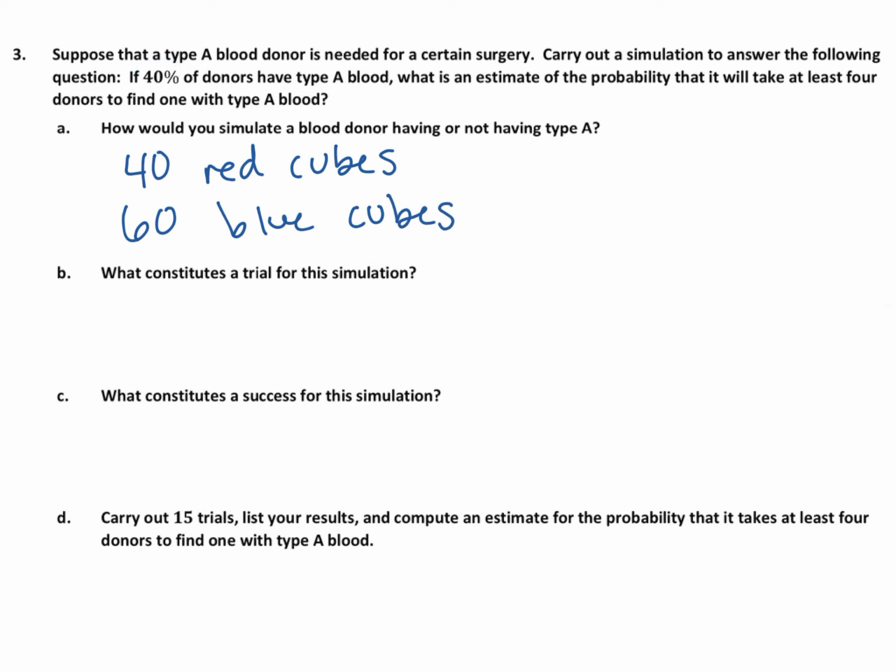It said that you need to take at least 4 donors to find one with type A blood. You only need to draw 3 cubes in order to figure out if it's going to take a 4th one. If you get type A in any of the first 3 draws, then you know it won't take at least 4. But if you don't get type A in the first 3, then you know it's going to take 4 or more. So you're going to draw 3 cubes for each trial.